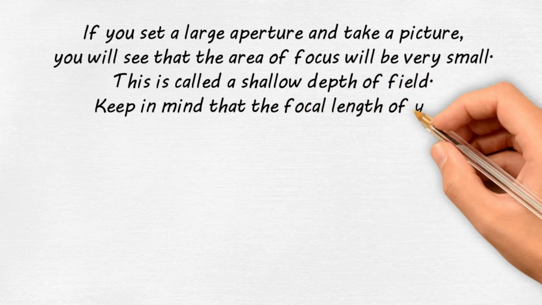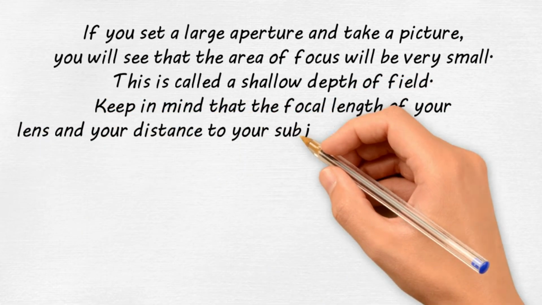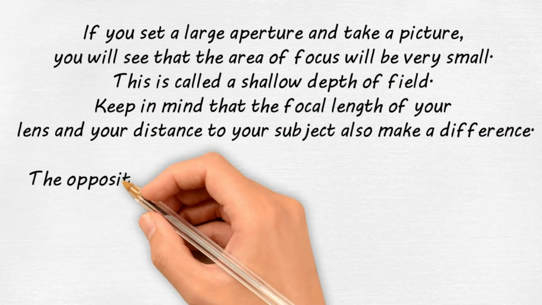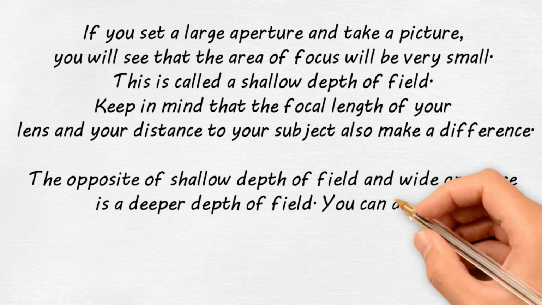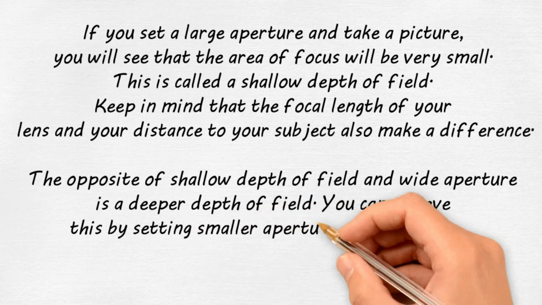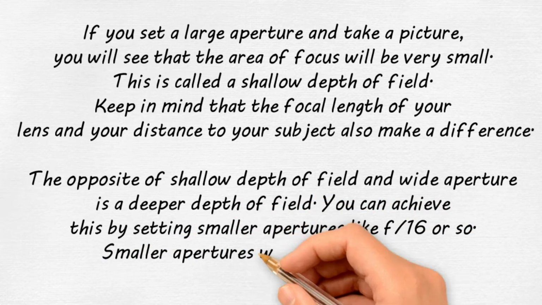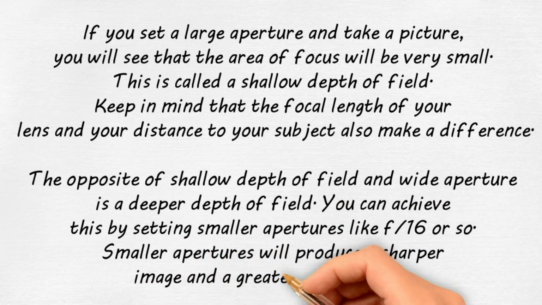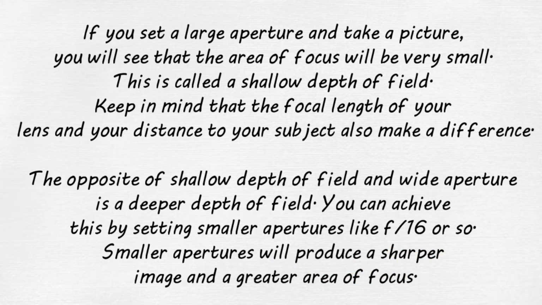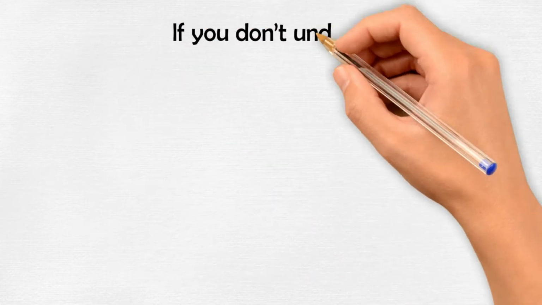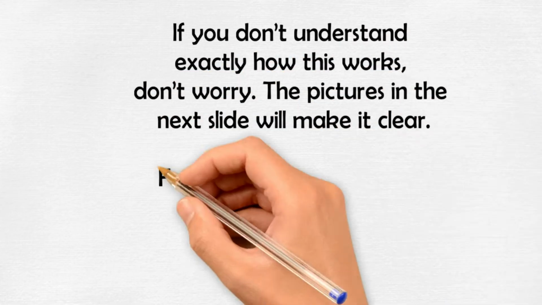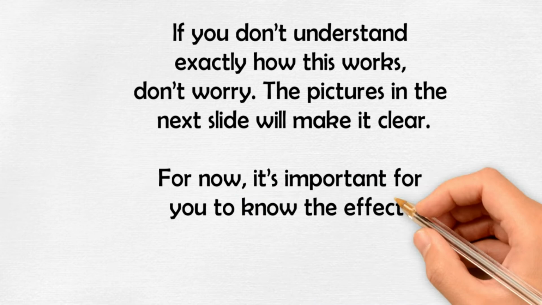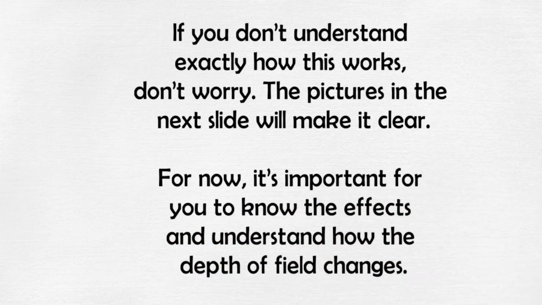Keep in mind that the focal length of your lens and your distance to your subject also make a difference. The opposite of shallow depth of field and wide aperture is a deeper depth of field. You can achieve this by setting smaller apertures like f/16 or so. Smaller apertures will produce a sharper image in a greater area of focus. If you don't understand exactly how this works, don't worry. The pictures in the next slide will make it clear. For now, it's important for you to know the effects and understand how the depth of field changes.